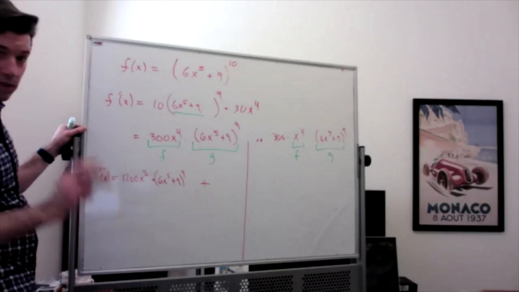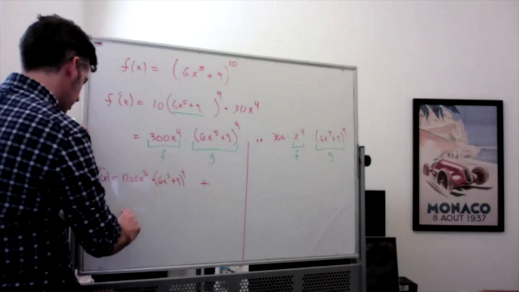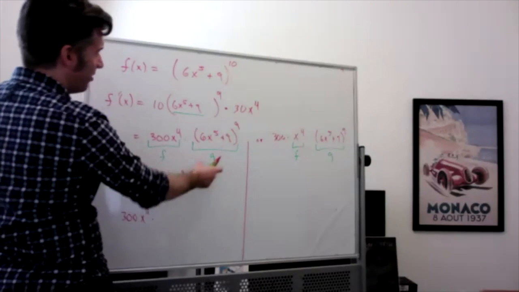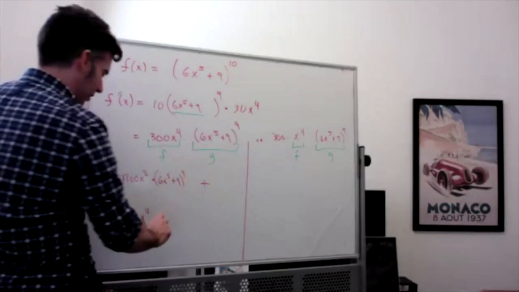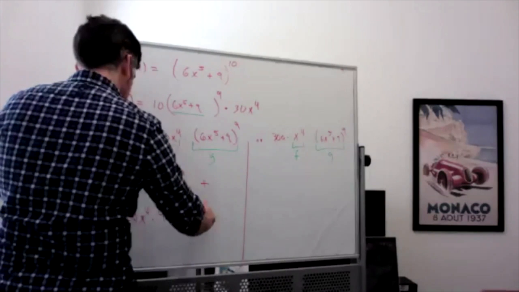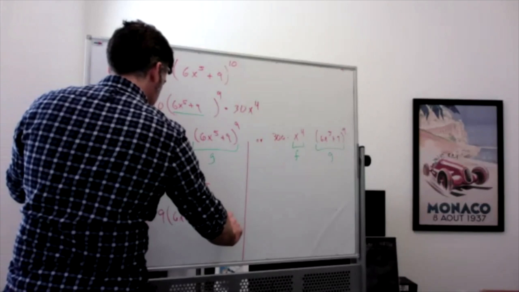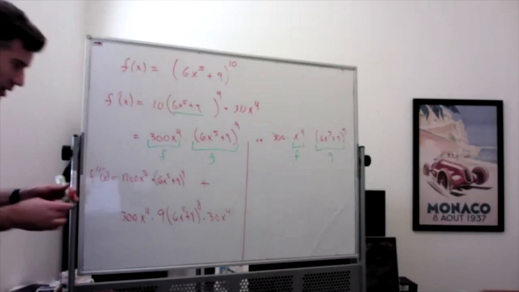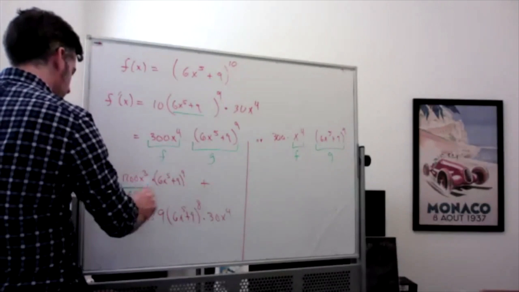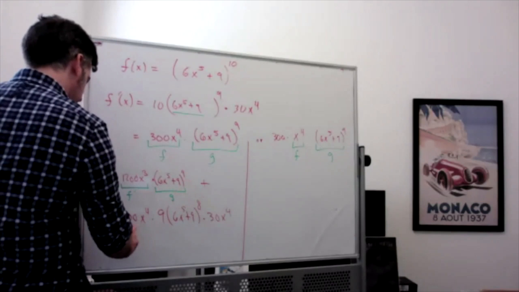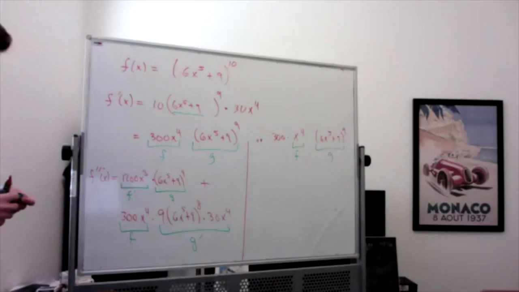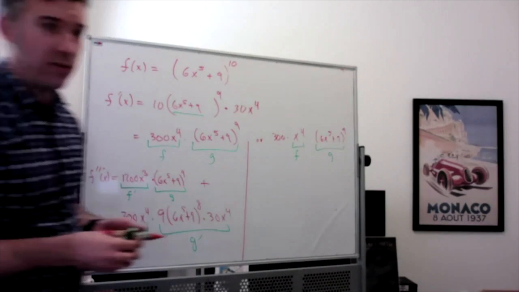Plus, then we switch it, right? We leave this part alone, 300x to the 4th times the derivative of this part, which is going to be, in fact, we already know what the derivative of this part is. Essentially, it's going to be times 9 times my stuff to the 8th times the derivative of my stuff. And just to make sure everyone can see it, it's f prime g plus f g prime. That's certainly a perfectly fine way of doing it.